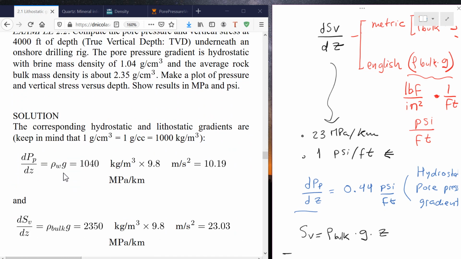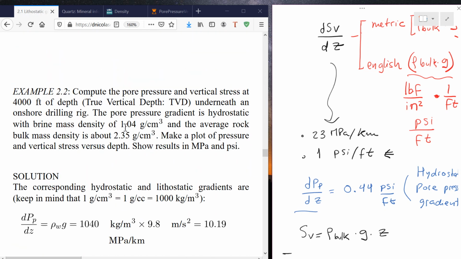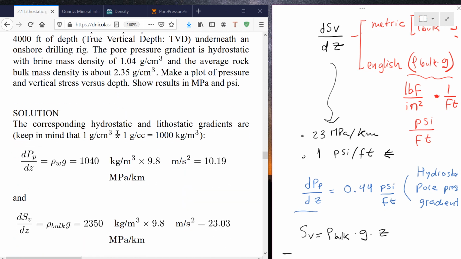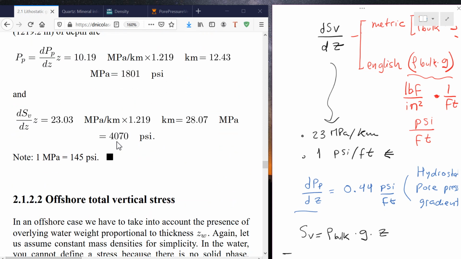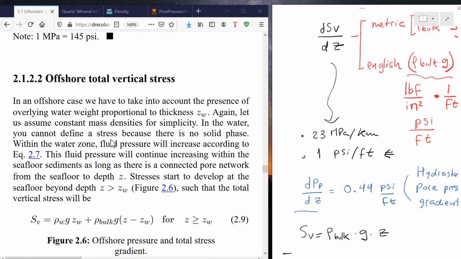Okay, so let me jump here. You have an example about how to calculate these stresses and pore pressure in a given location, with the same equations that we have been using so far. And let's jump to the offshore case.